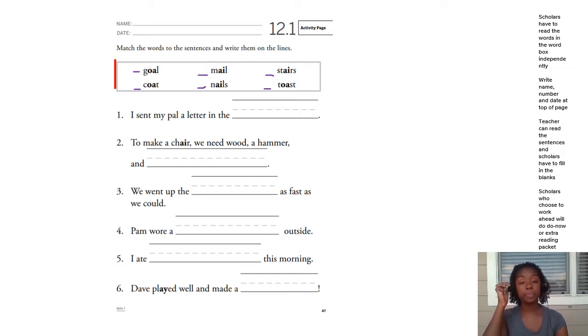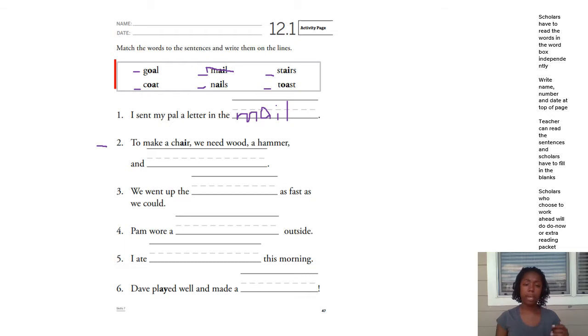So that's also fine. All right, number 1 says, I sent my pal a letter in the blank. Did they send their pal a letter in the goal, in the coat, in the mail, in the nails, in the stairs, or in the toast? The word that makes the most sense is mail. So then we're going to write the word mail in the blank. Remember, Ms. Jackson still has poor penmanship on this laptop, so make sure your penmanship looks much better. Okay, we're going to write the word in the blank, and then we're going to cross the word out with one line only.